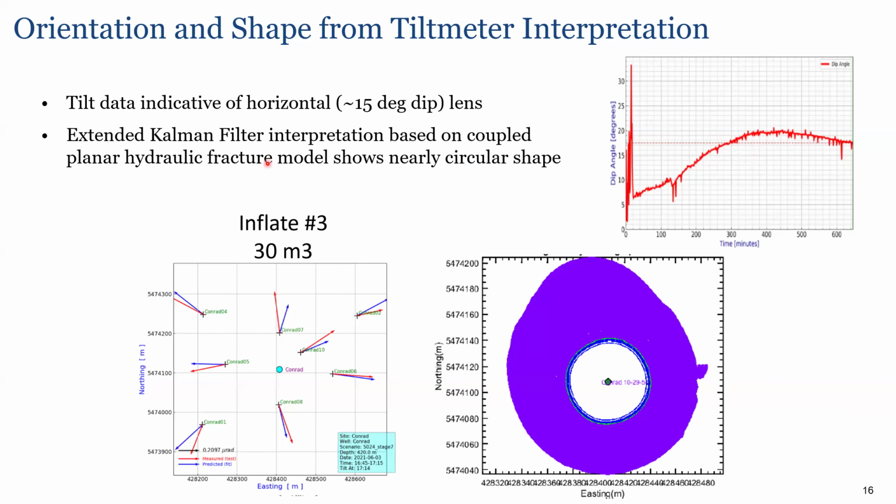There was additional interpretation of the tilt meters using a Kalman filter that was carried out by CSIRO. It's a Kalman filter that regularizes the inversion using a planar 3D hydraulic fracture model. So Anthony Pierce from University of British Columbia and CSIRO collaborated to develop this method, and it was applied by CSIRO to this field test, and they show that these nearly horizontal fractures are also nearly circular in shape. Not exactly circular, but nearly.